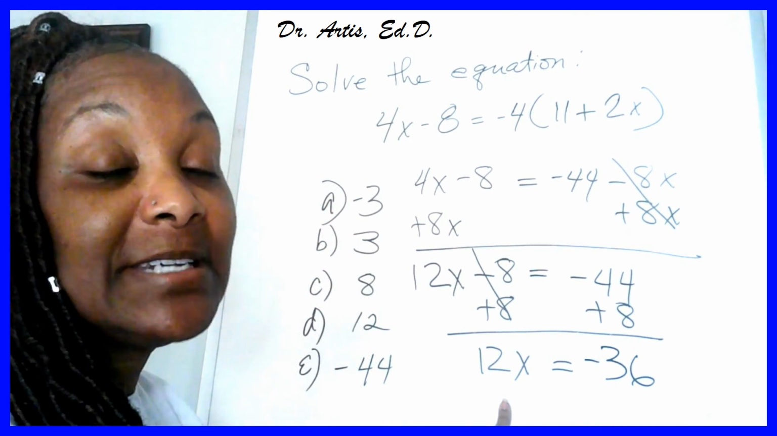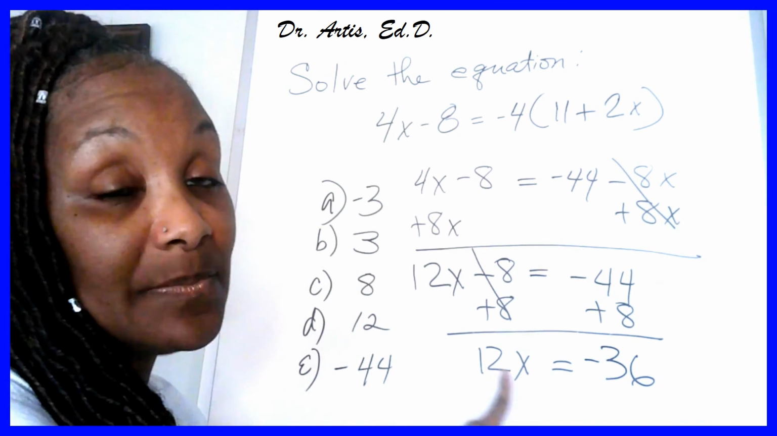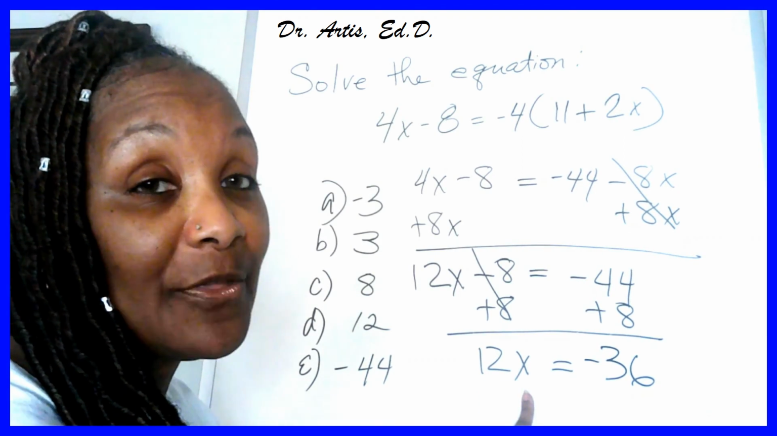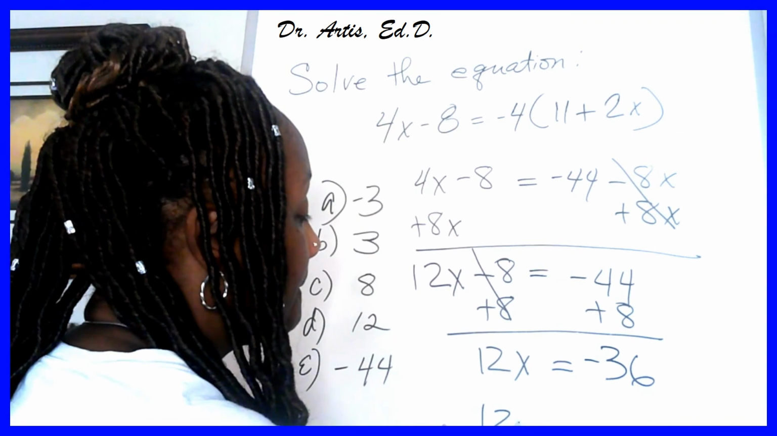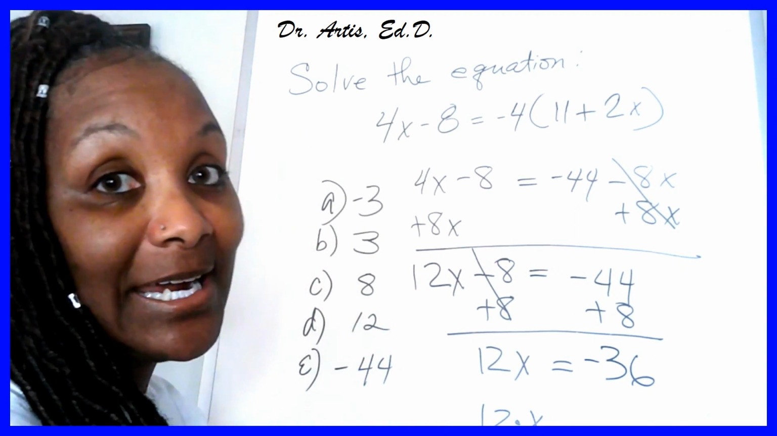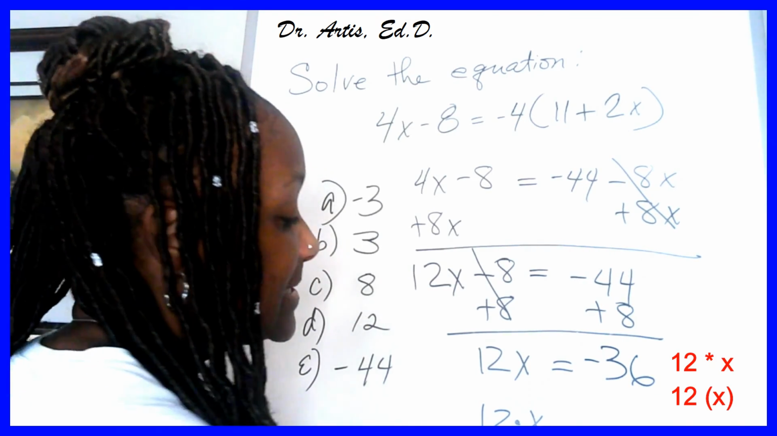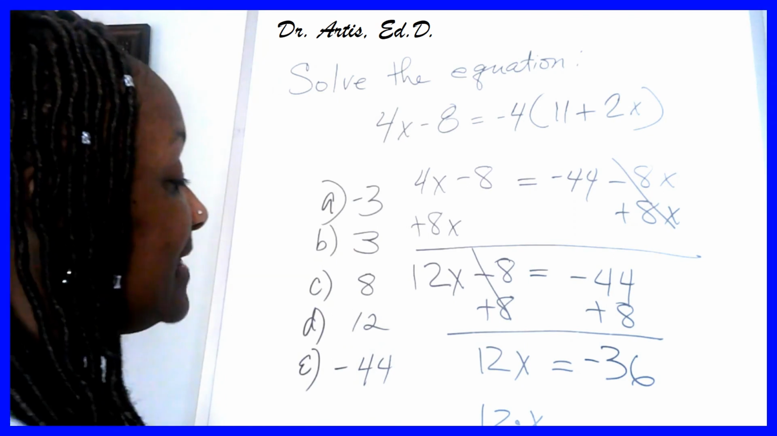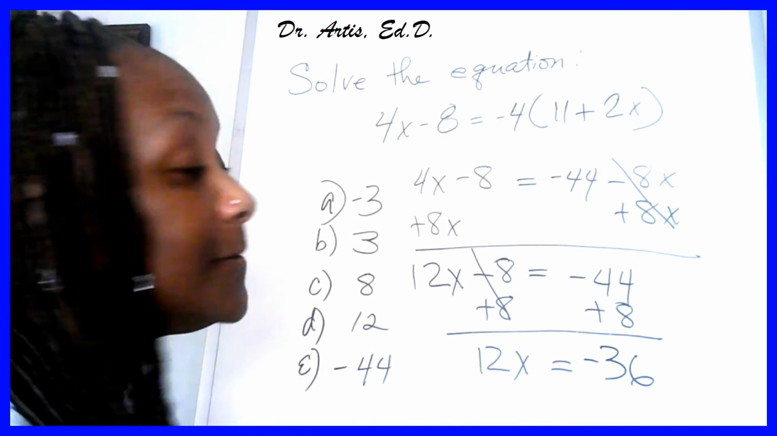So now I have to get rid of this 12, which means multiplication. So anytime you see a number and a variable together, it means to multiply. You may also see them written as 12 with a dot here in x, or 12 in the parentheses, which also means to multiply. In this case, we have it simply as 12x.